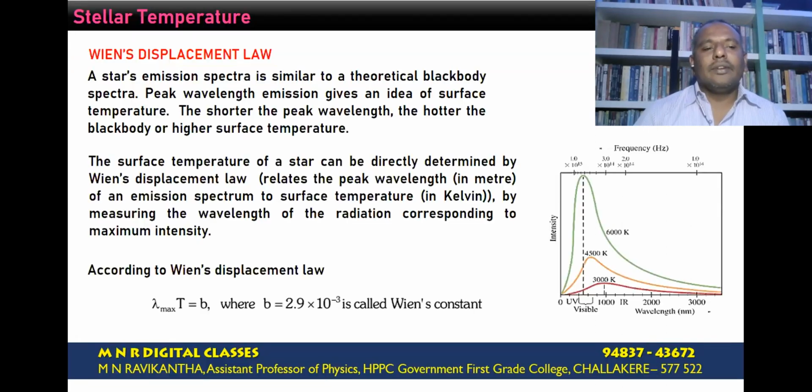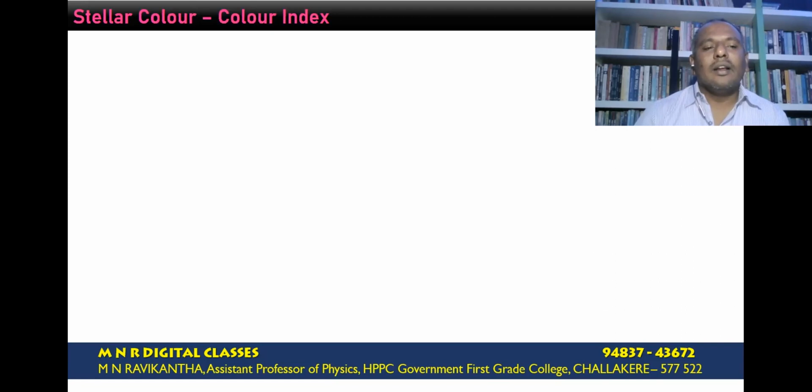These two methods are used as a measure of the surface temperature of the star, but they do not give the actual surface temperature, but the effective value when the star behaves like a perfect black body. So more accurate methods are needed. Now let us understand those.